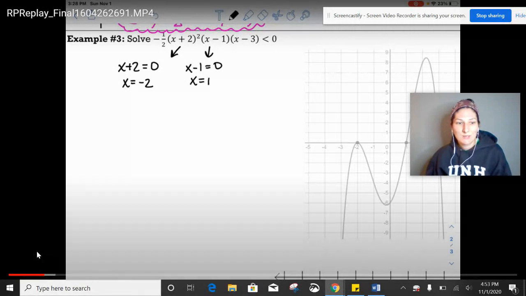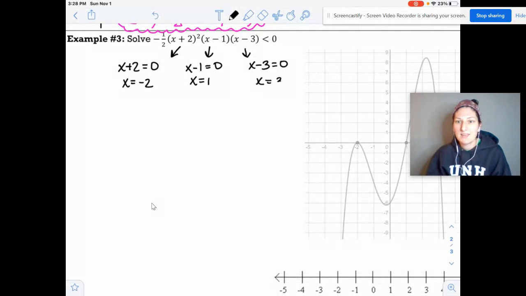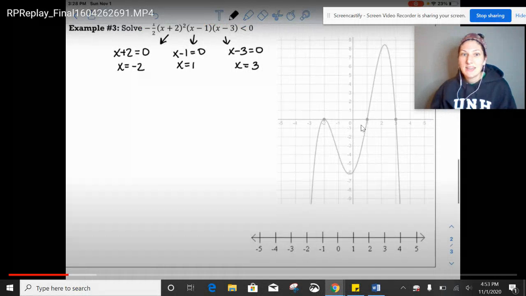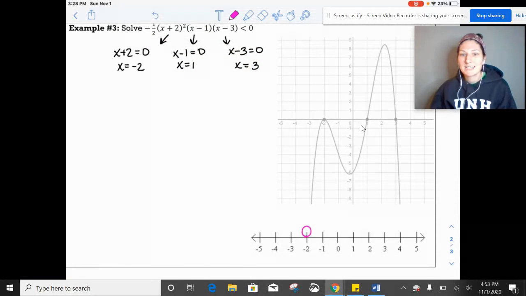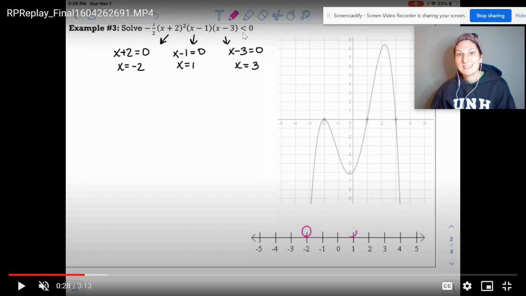So let's get those solutions first. I have solutions at -2, +1, and +3. And when you relate it to the graph, you can see that's where this graph crosses the x-axis. So those are our x-intercepts. I'm going to use open circles when I plot them on my number line because of that inequality symbol. If it's less than or greater than, it's an open circle.